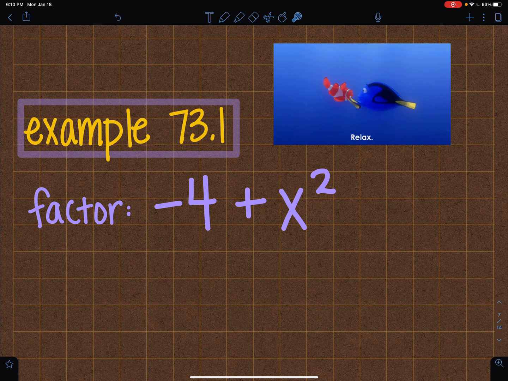Okay, we're going to relax, and we're just going to do some examples, and we're going to make sure that we know this inside and out. All right, we're going to do example 73.1. That's on page 299. And here we go.